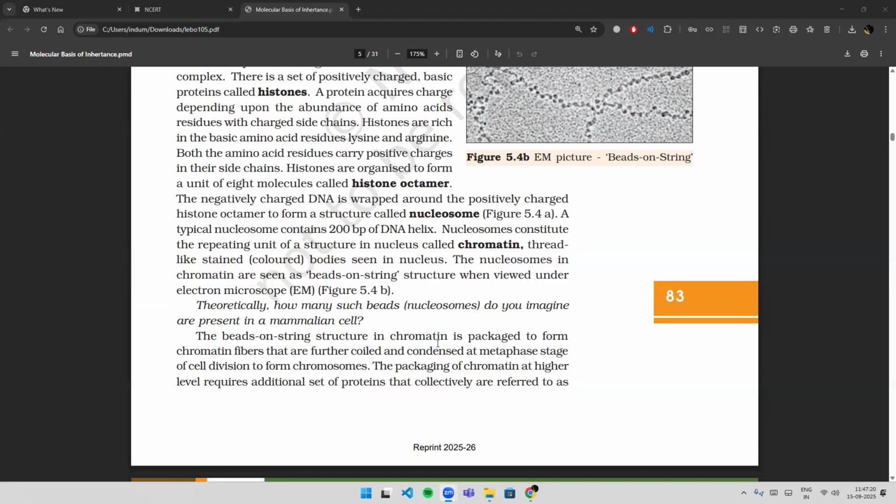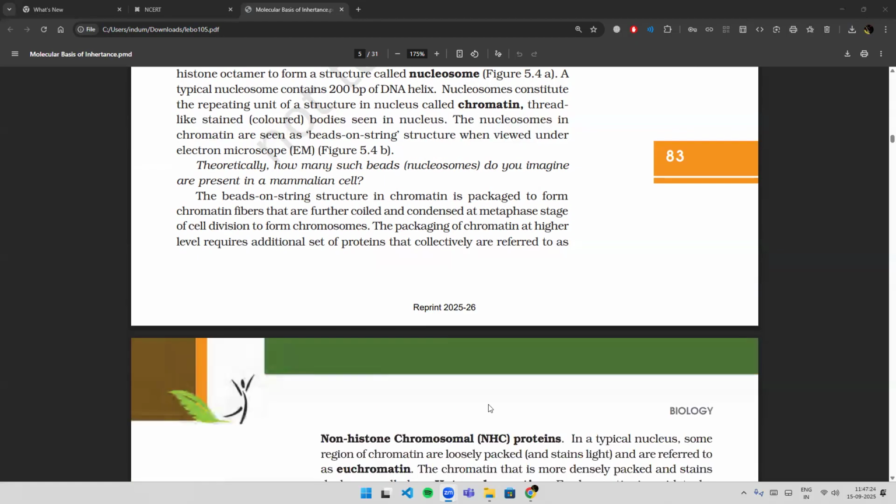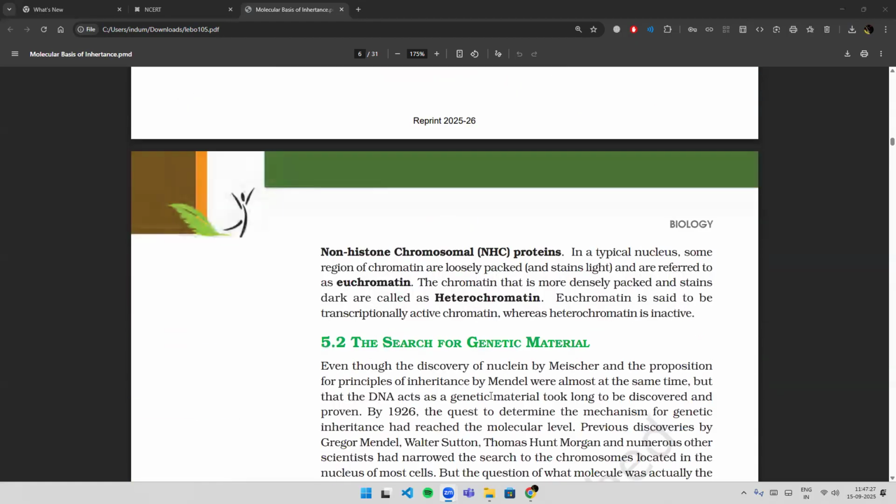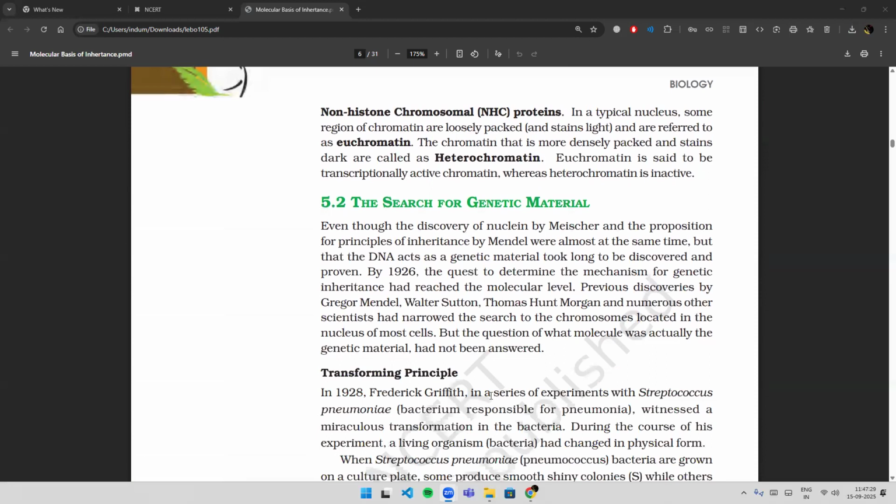The packaging of chromatin at higher level requires additional set of proteins that collectively are referred to as non-histone chromosomal proteins. In a typical nucleus, some regions of chromatin are loosely packed and stain light and are referred to as euchromatin. The chromatin that is more densely packed and stains dark is called heterochromatin. Euchromatin is said to be transcriptionally active chromatin, whereas heterochromatin is inactive.